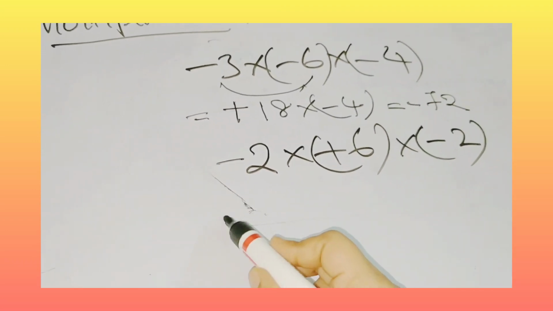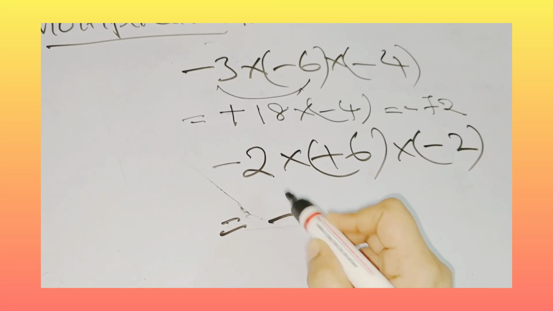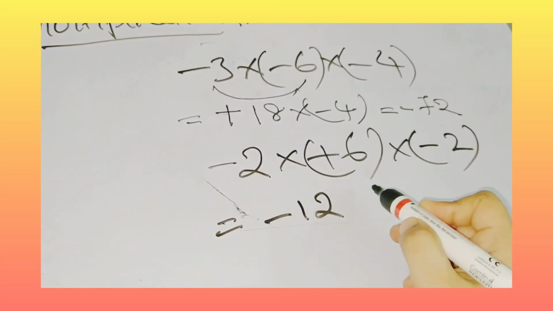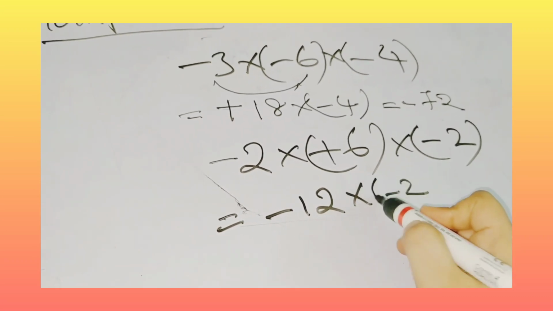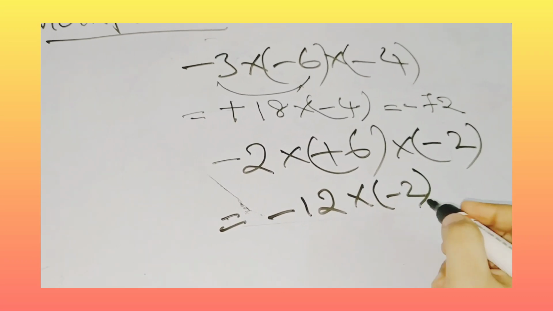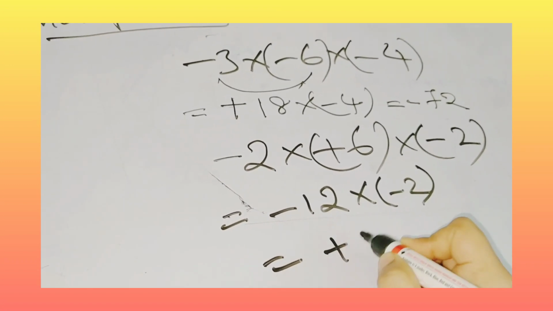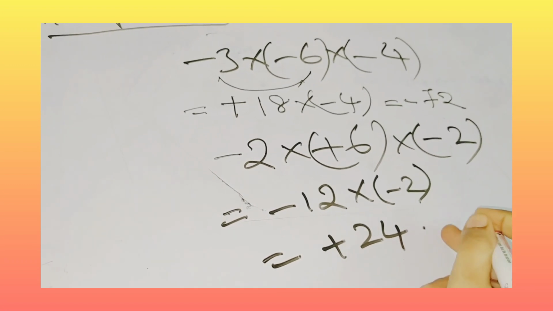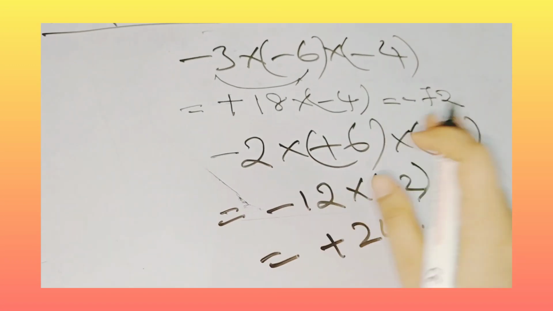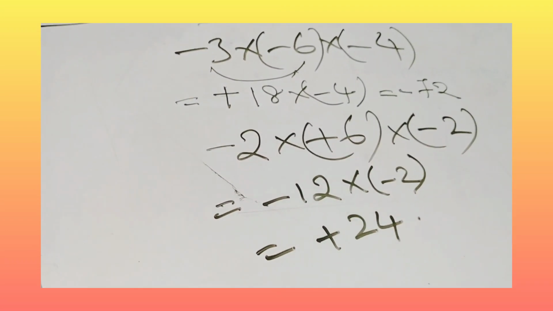Now again, minus into plus is minus here. 2 6s are 12 into minus 2. So don't write like this, write this in bracket. 12 2s are 24. Minus into minus is plus. Answer is plus 24. Okay, got it? You can do directly also, but if we take two numbers, it will be easier for you.